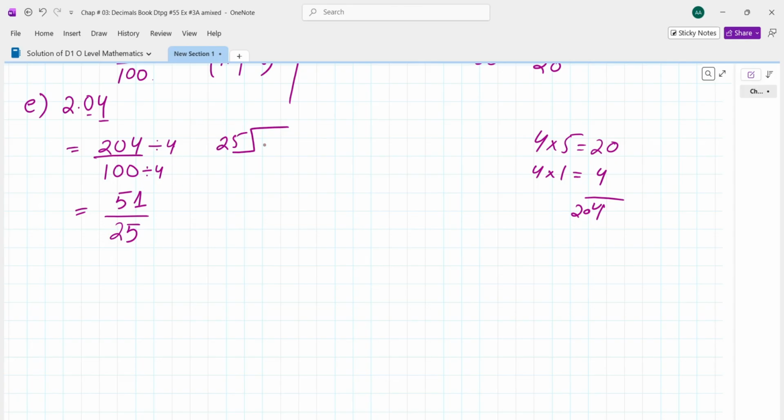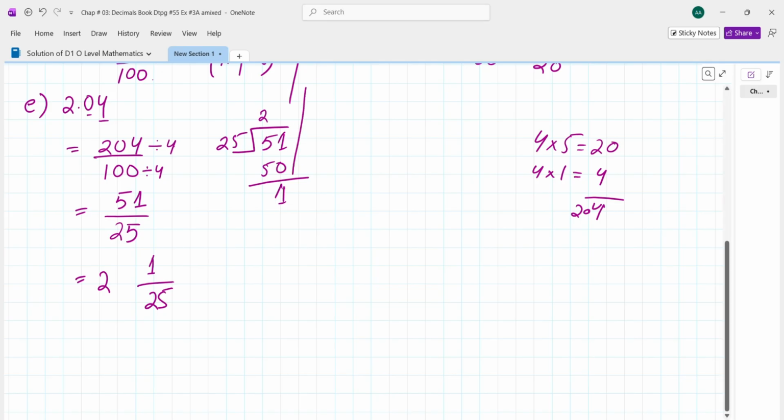Now 51: 25 ones are 25, 25 twos are 50, so the remainder is 1. So the value will be 2 whole, with 25 as it is in the denominator, and the remainder is always the numerator. So 2 whole 1 upon 25 is the answer of part E. I hope you got everything. Now we are moving to the next part.